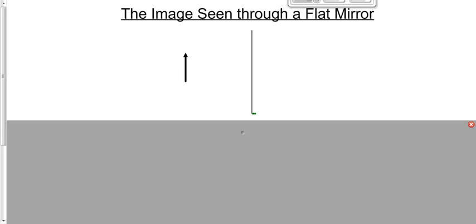Okay, let's say this is Mr. Sinclair standing there. The light's hitting his head, and reflecting in all different directions. Two rays are reflecting such that one of them goes like this, perpendicular to the mirror. When it hits perpendicular to the mirror, it's going to bounce straight back. So it's going to go back like this and hit him in the head again.